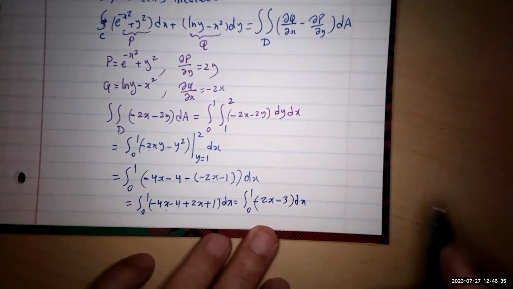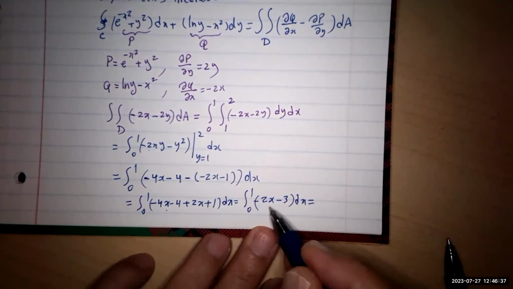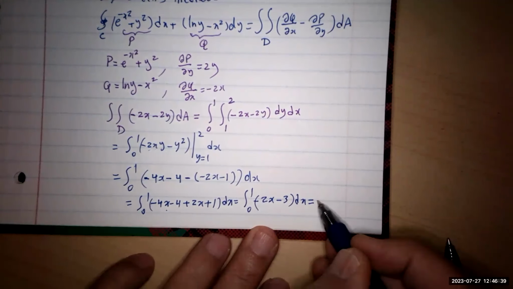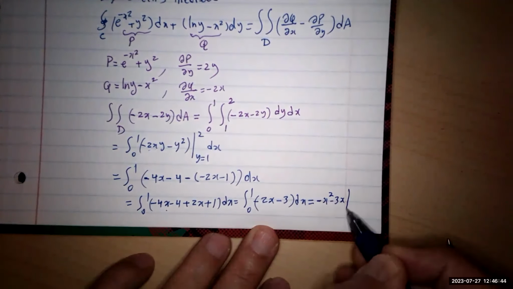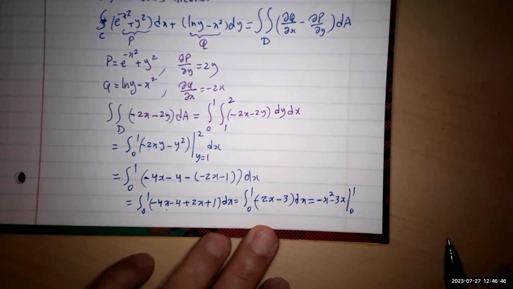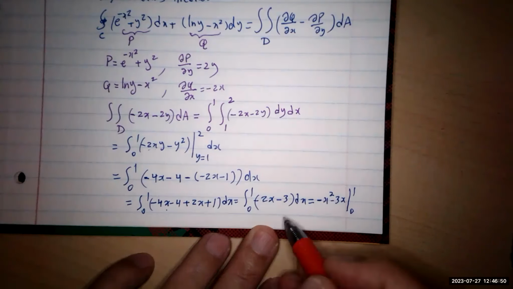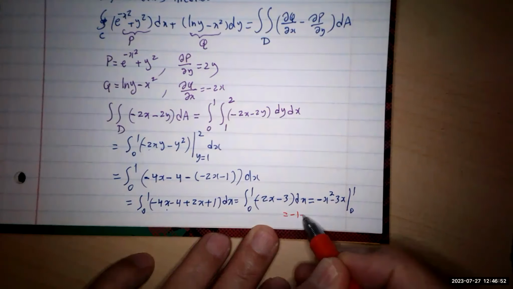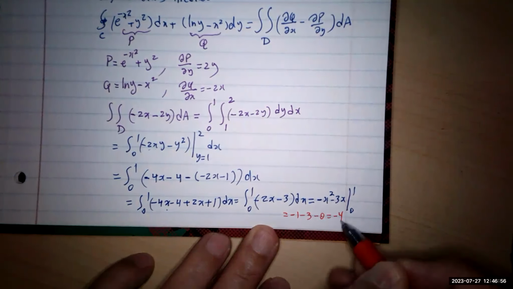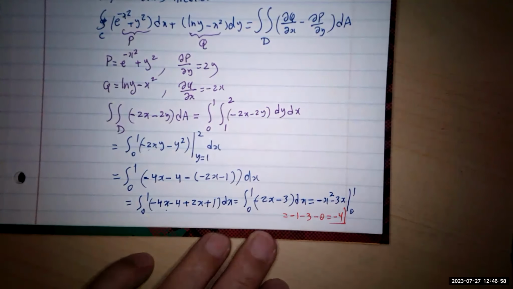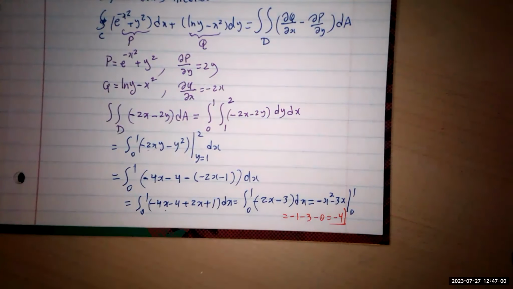Now integrate with respect to x. That gives me negative 2x squared over 2, which is negative x squared, minus 3x, to be evaluated from 0 to 1. If you put in 1, that gives you negative 1 minus 3, which is negative 4. The rest would be 0. Minus 0, which is equal to negative 4, the final answer. Very nice integral, you see.